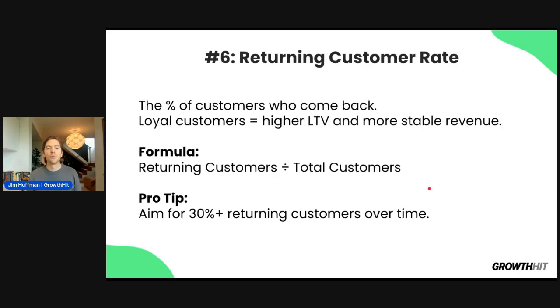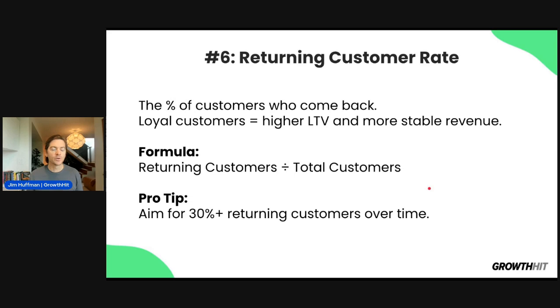Okay. Returning customer rate. Yes, we care about new customer acquisition, but if you have a product that is a retention product or hybrid product, this is huge. This is profit. You've worked so hard to acquire these customers. What are you doing to retain them, right? So returning customers over total customers. This is what we look at.